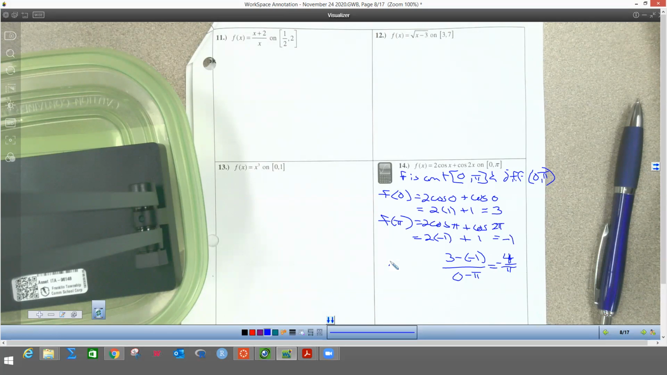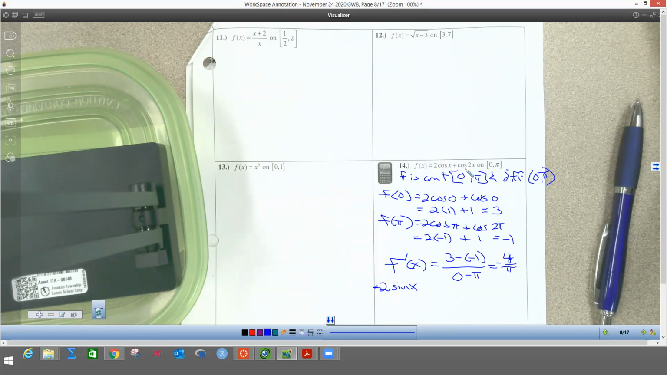And then remember, we're looking for where does the derivative of this thing equal negative 4 over pi? Oops, I got the wrong thing. Let's see. Okay, my button must be stuck. There we go. So I need to do the derivative of this. So this first one is just a straight up 2 stays in front, and then the derivative of cosine is negative sine. So I'm going to put sine x and a negative here.